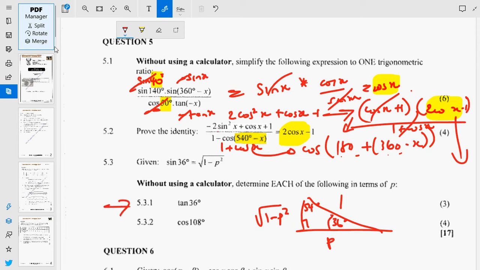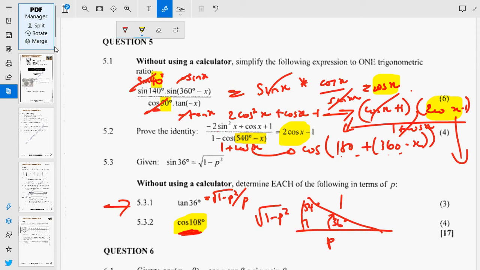So the angle I'm focusing on is 36. Remember, tan is opposite over adjacent. So the opposite here is the square root of 1 minus P squared, and adjacent to 36 is P. So the answer is square root of 1 minus P squared over P. And now they try to be a little bit nasty. They're asking us to determine the cos of 108 degrees.